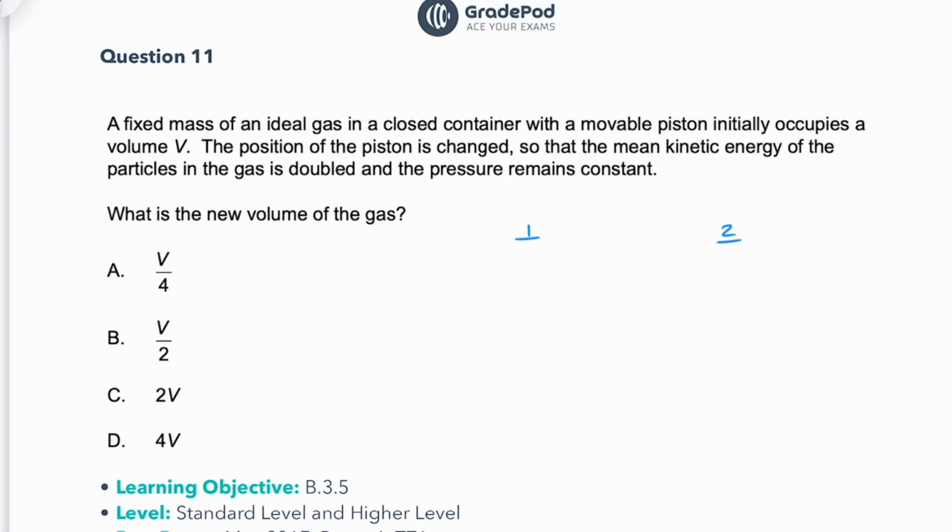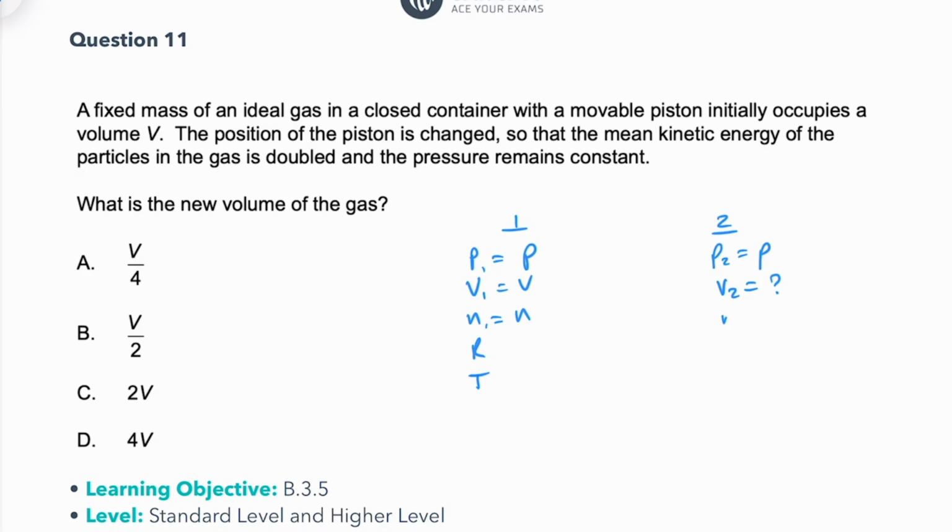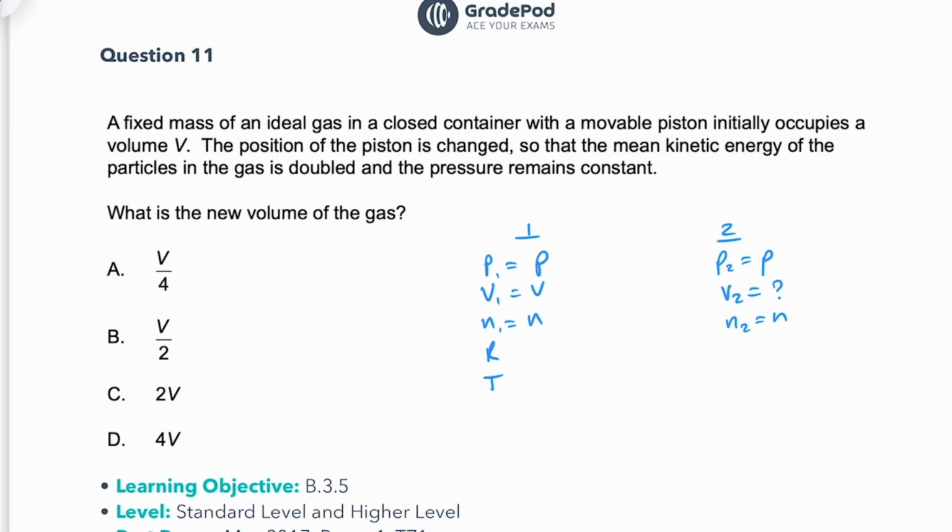Situation 1, it's an ideal gas, so let's look at the ideal gas equation. The pressure is equal to P, and the pressure remains constant throughout. So P1 is equal to P, and P2 is equal to P. The volume V1 is equal to V, and the volume V2 we don't know, we want to find that out. n is a number of moles, and it's a fixed mass. So n1 is equal to n, and n2 is also equal to n. None of the gas escapes, or there's no added extra. R is a gas constant, so again, that will stay constant.